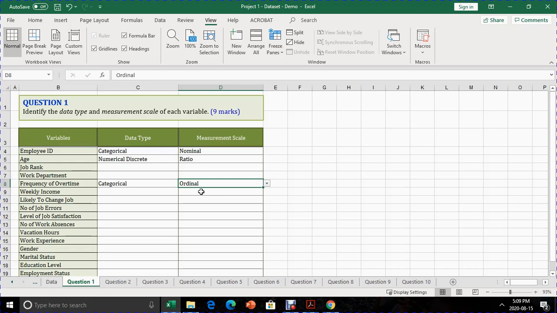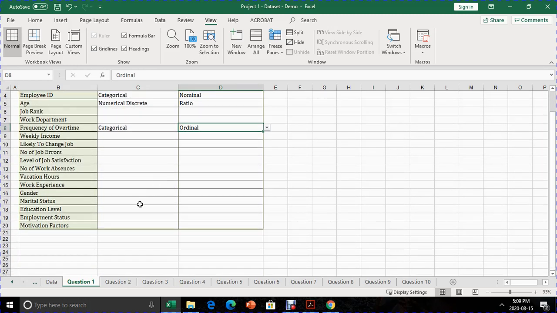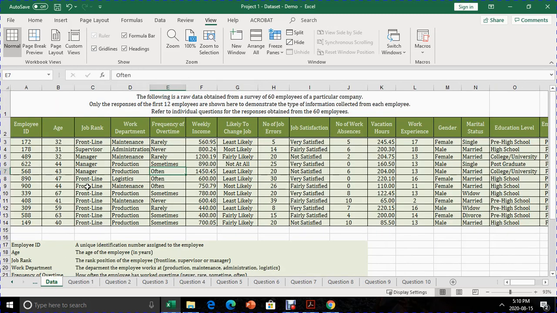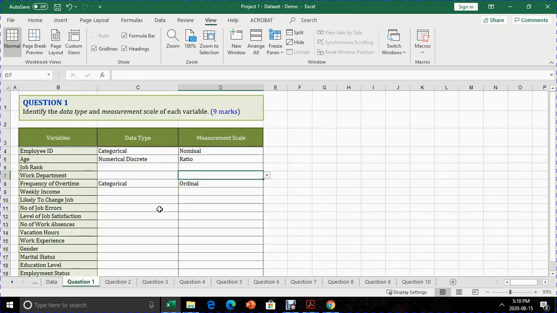So I have basically done 3 of these for you. I would like you to go through every single one of these responses or these variables and identify the type of data they are and what measurement scale we can ascribe to them. You can refer back to your data set to have a clue as to how the data is captured for that particular variable. And that should help you with completion of question 1 of your project.